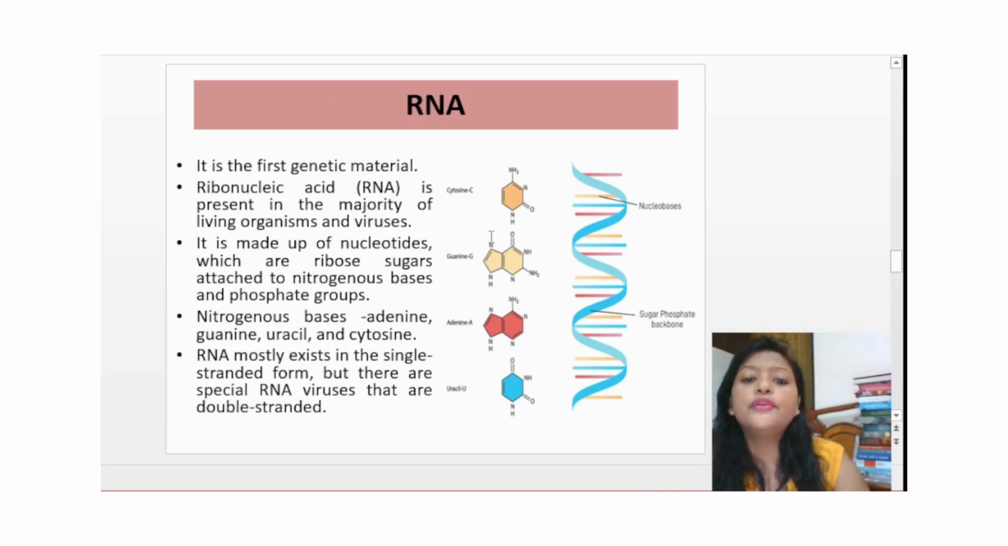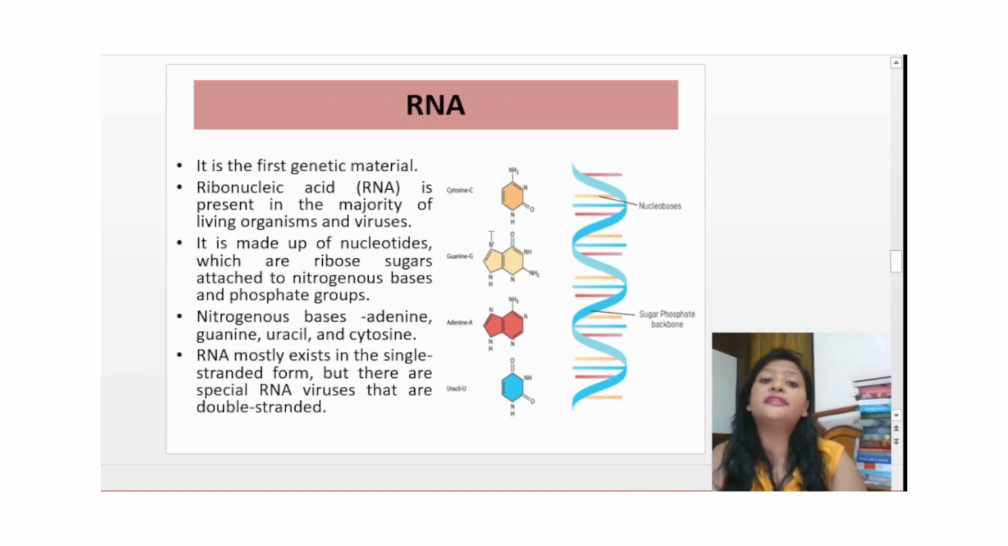Moving on to RNA. As I've told you in my first slide, RNA is the first genetic material that has been discovered. RNA is present in a majority of living organisms and viruses.